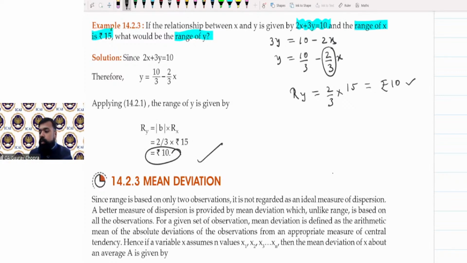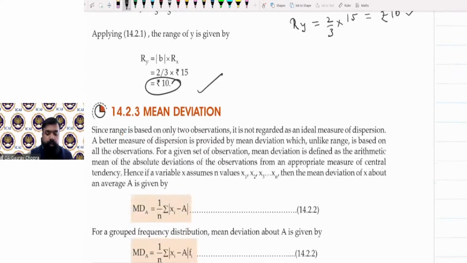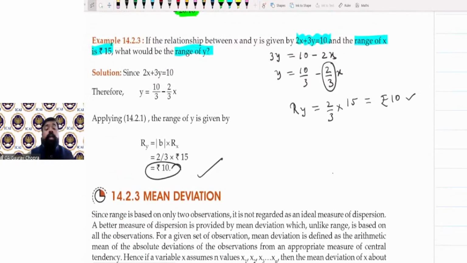Okay. So till here I think you guys have understood. So this was basically range. So range is simply based on two observations.